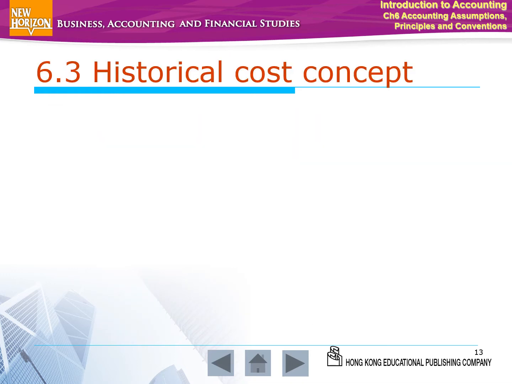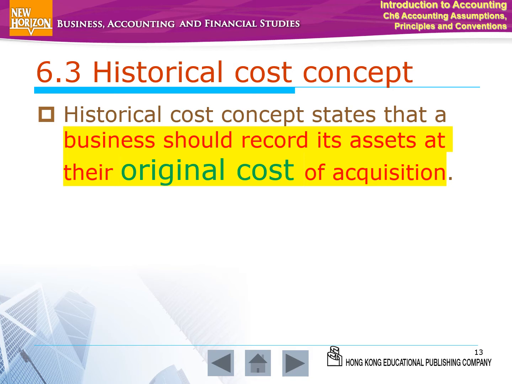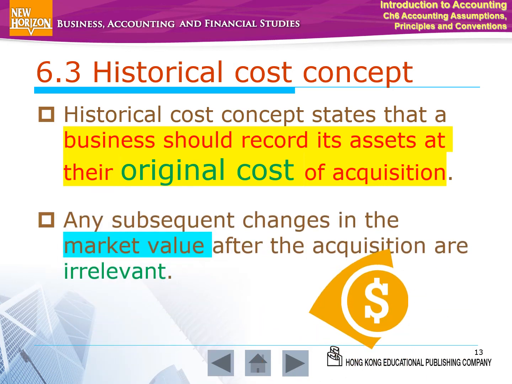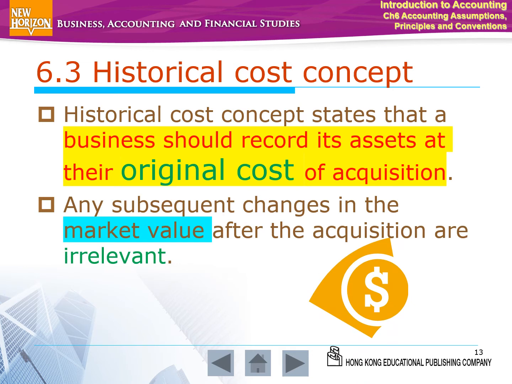After looking at the business entity concept, we go to the historical cost concept. In simplicity, we call it the cost concept. The definition of the cost concept is that a business should record its assets at the original cost of acquisition. Acquisition means purchase; we acquire the assets. So the keyword is original cost. Another word is market value. Any subsequent changes in the market value of the assets after the acquisition are irrelevant. That means we are not concerned with the market value of the assets.